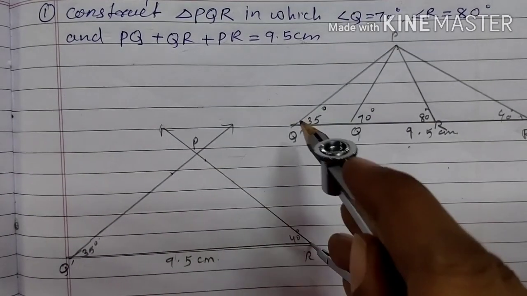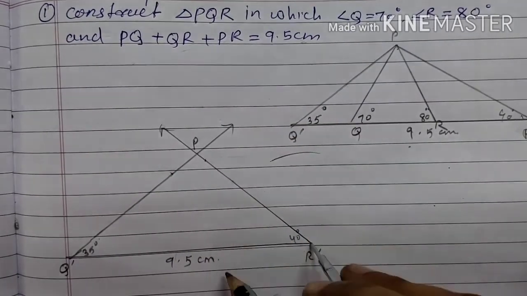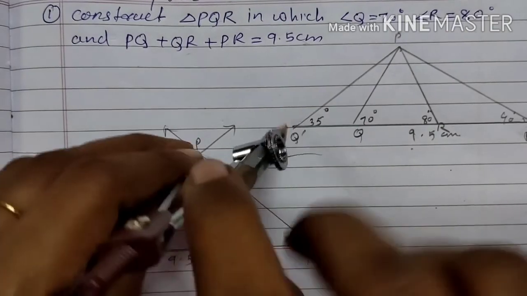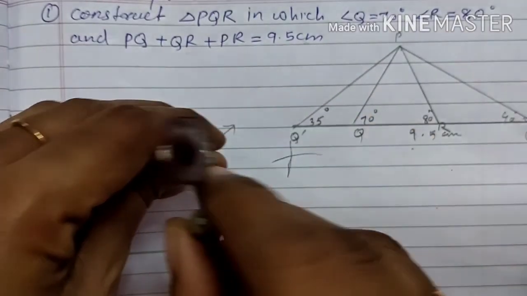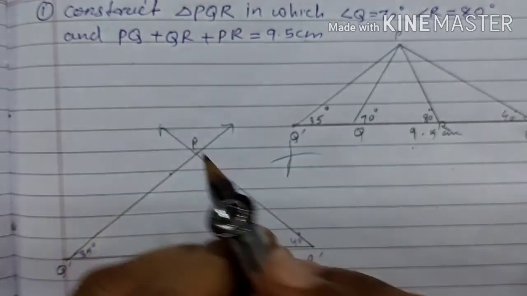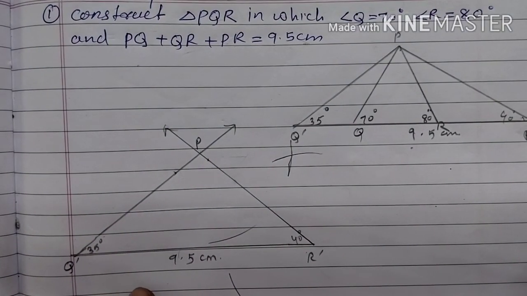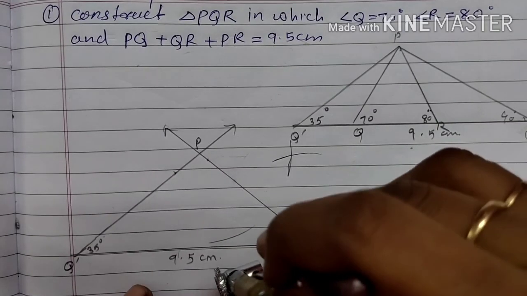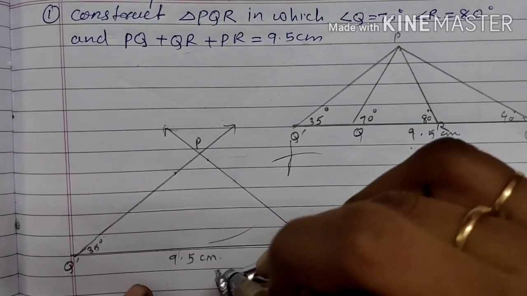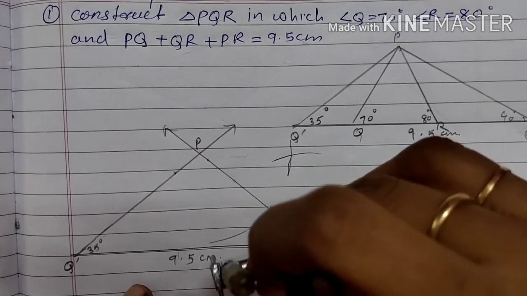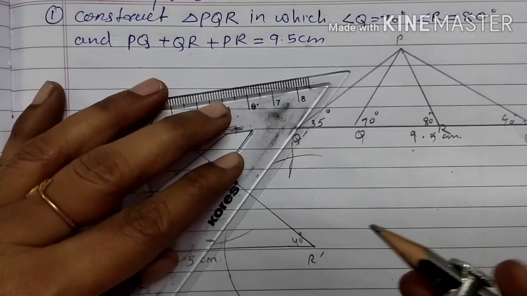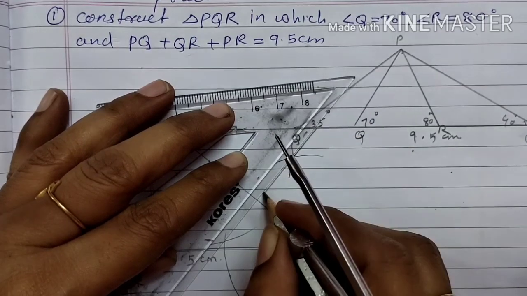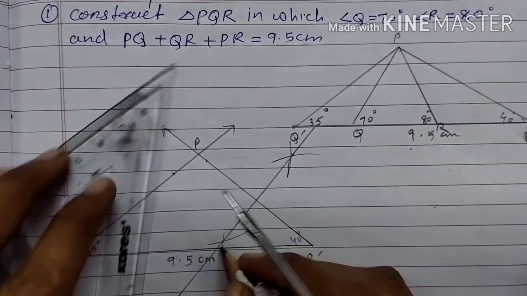Now the next step, bisect PR dash and PQ dash. Take more than half the distance on a compass and bisect by keeping the point of the compass on the 2 points. First of all, keep the tip of the compass on the first point and draw an arc, and then keep the tip of the compass on the second point and cut that arc. Then you get the perpendicular bisector of segment PR dash.